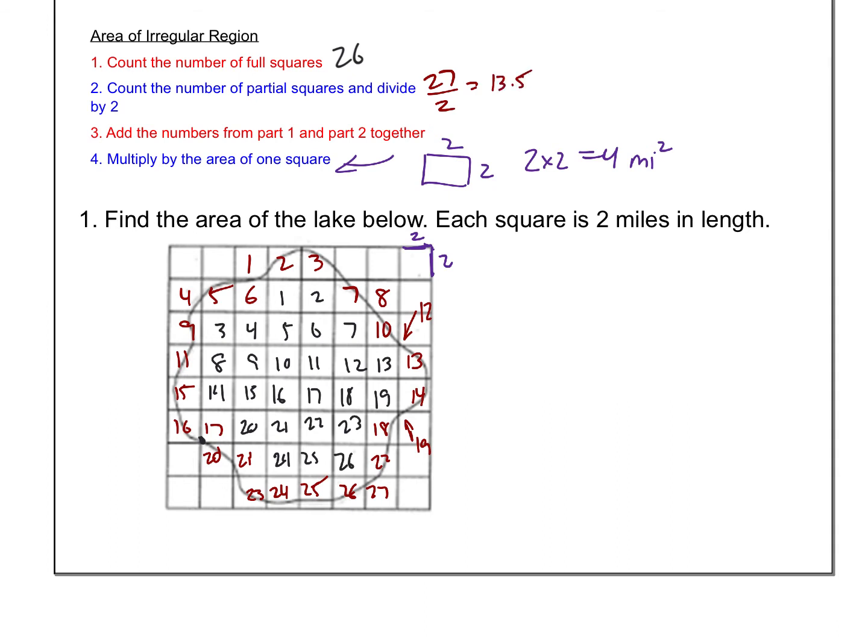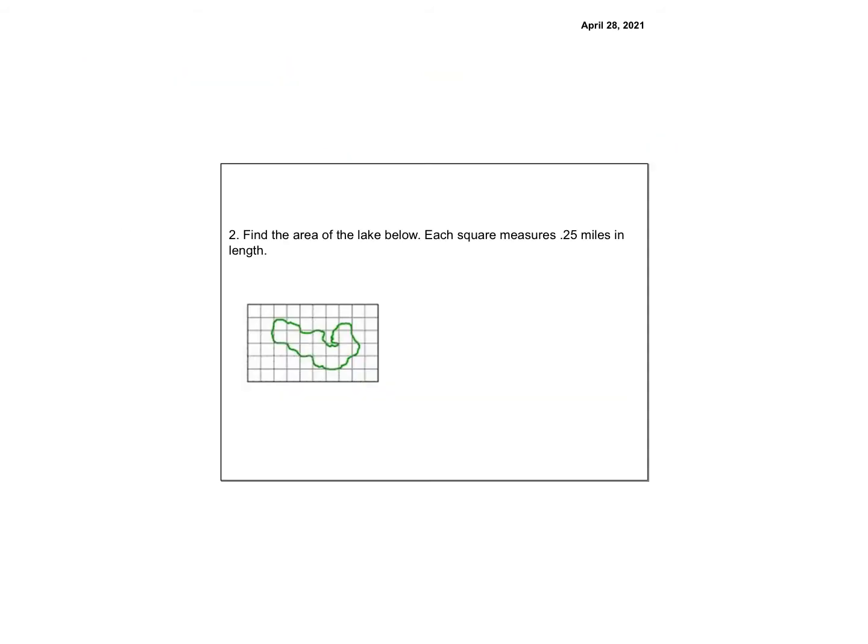So I add them together, 26 plus 13.5, that'll be 39.5, times 4, because that's how big each square is. 39 and a half times 4 is going to be 158. So my estimate as to how big this lake is, is 158 square miles. And that's all I'm doing. I don't have to overthink this.